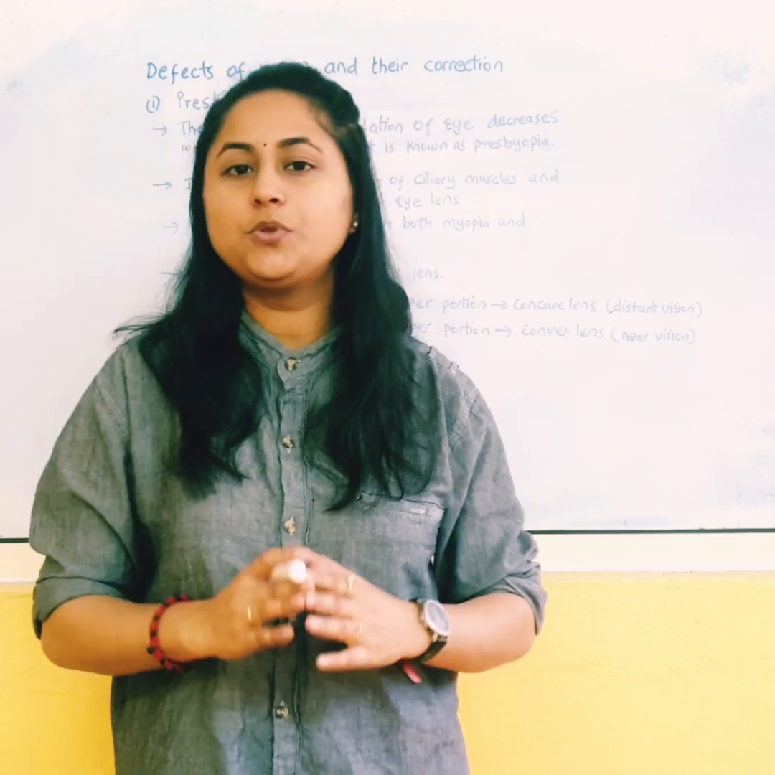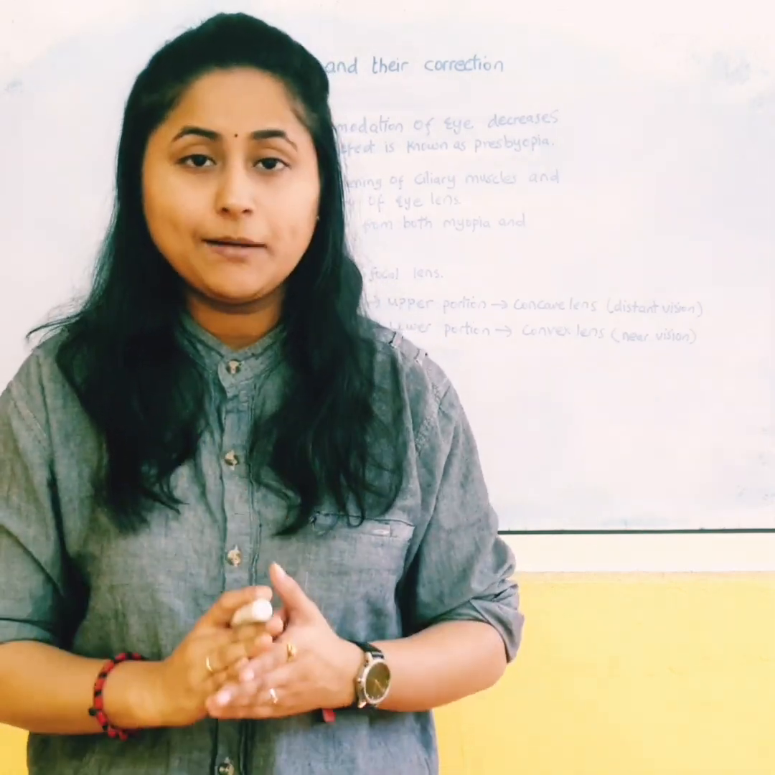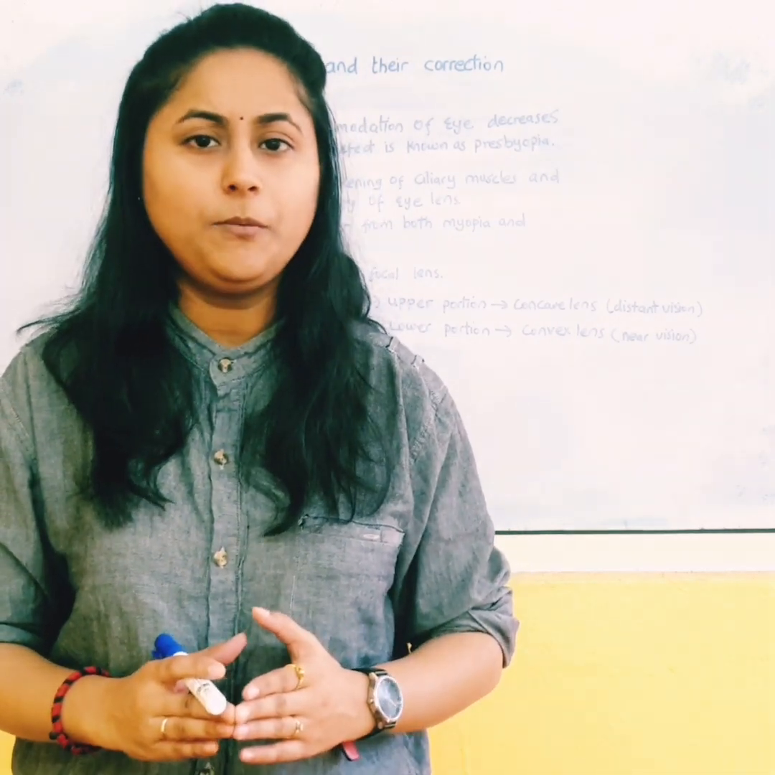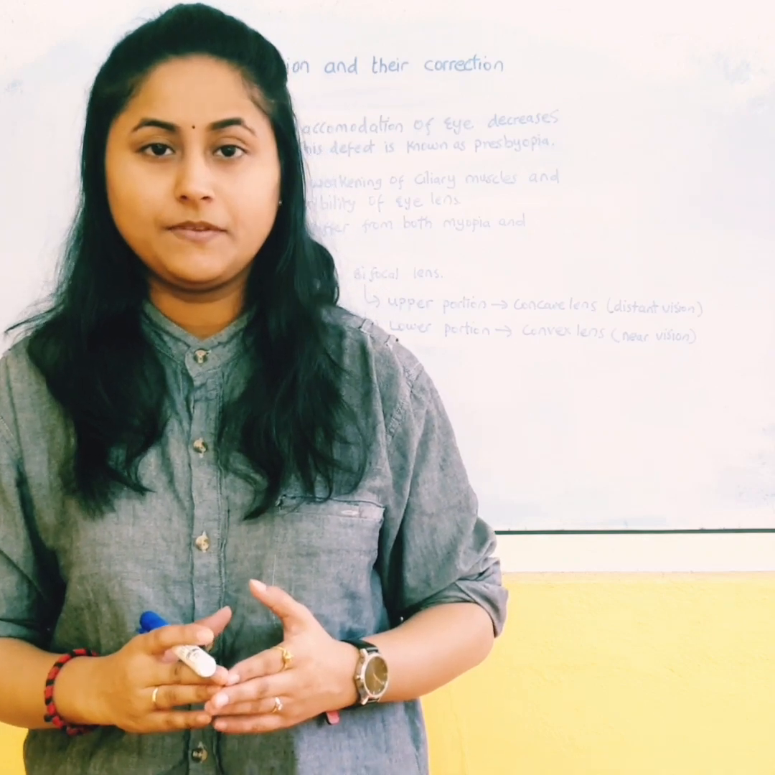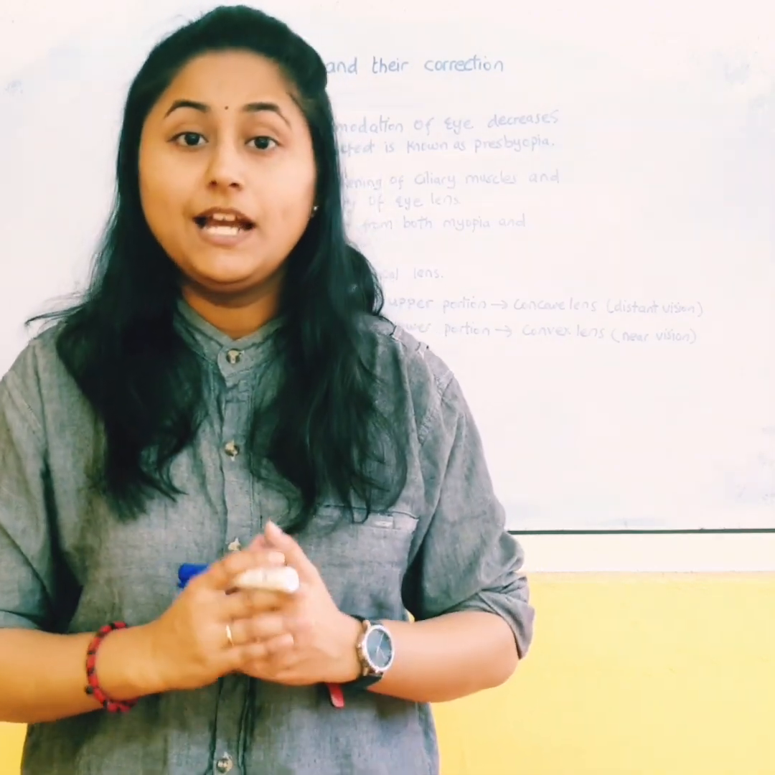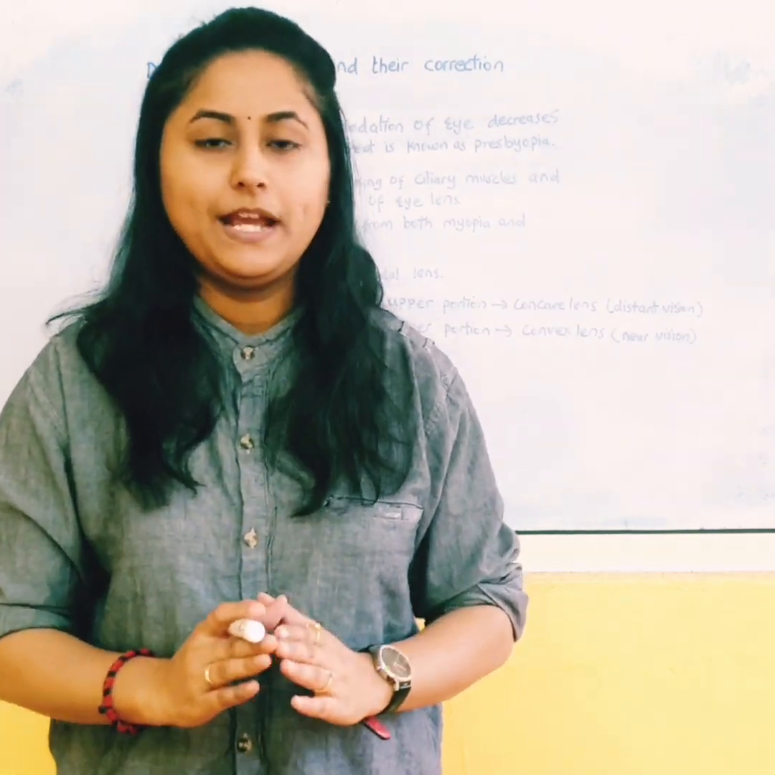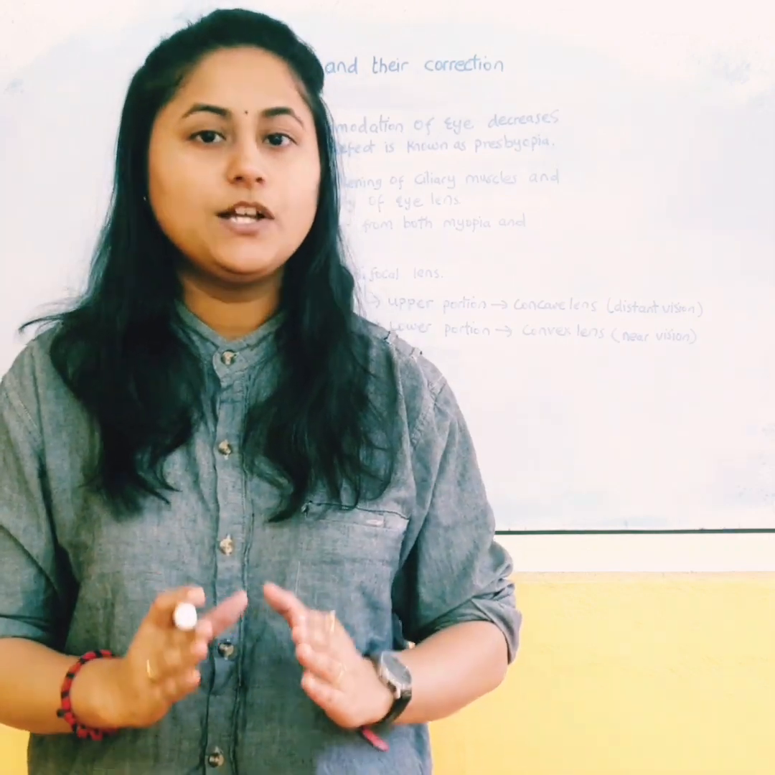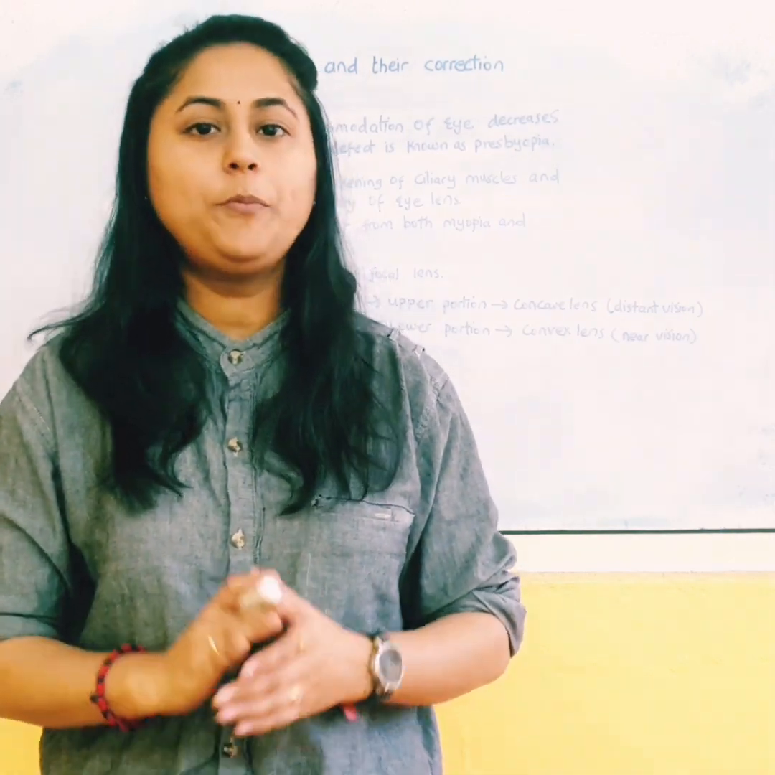Suppose there is one student named X in your class, and the student is complaining that it is very difficult to read what is written on the blackboard by sitting on the last bench. Can you guess what type of defect the person is suffering from and how it can be corrected? Firstly, let us understand what type of defect it is. This person is not able to see distant objects clearly, so the person is suffering from myopia, and this can be corrected by using a concave lens. I hope you have understood this particular topic, and learn it well.